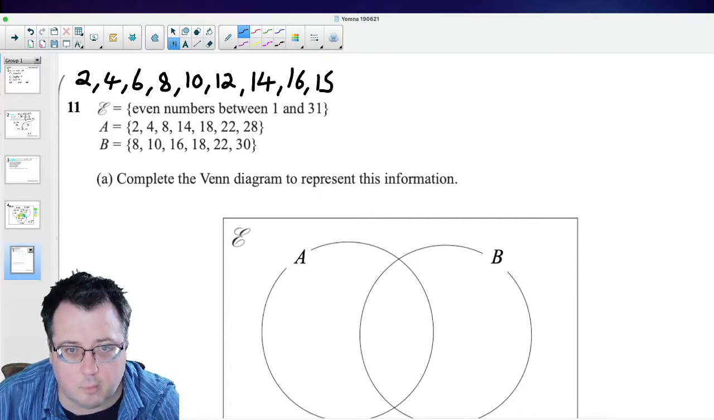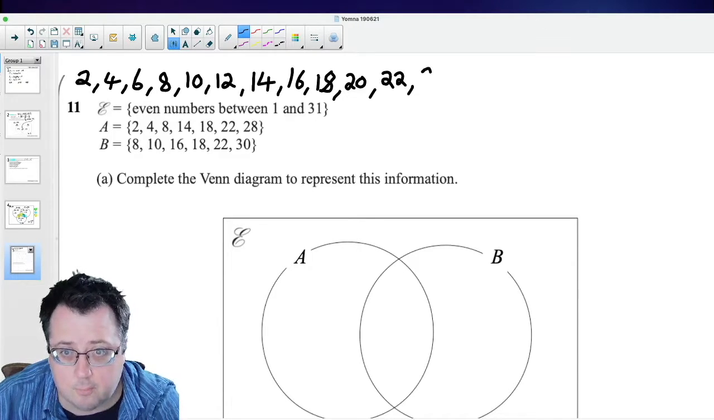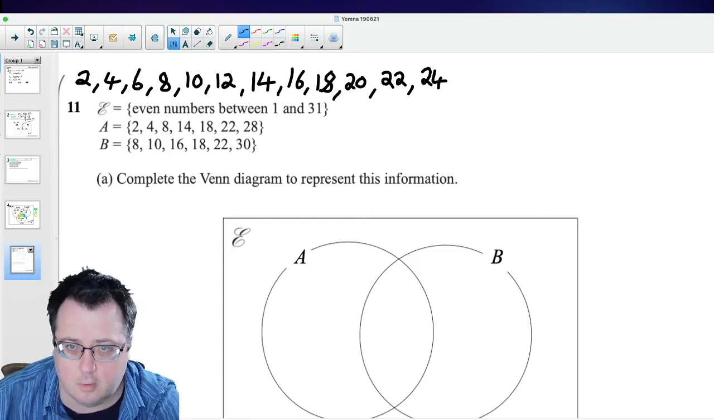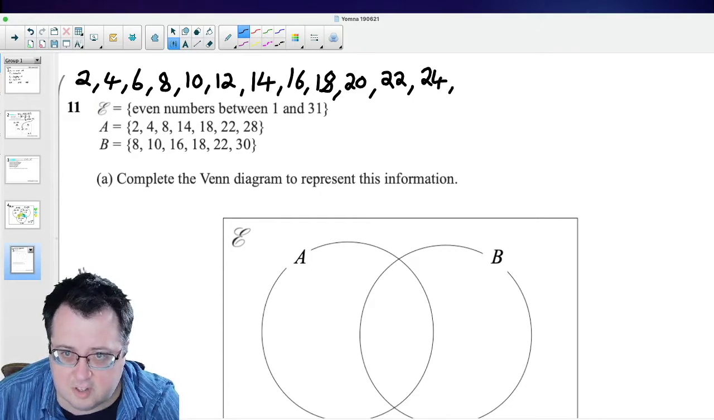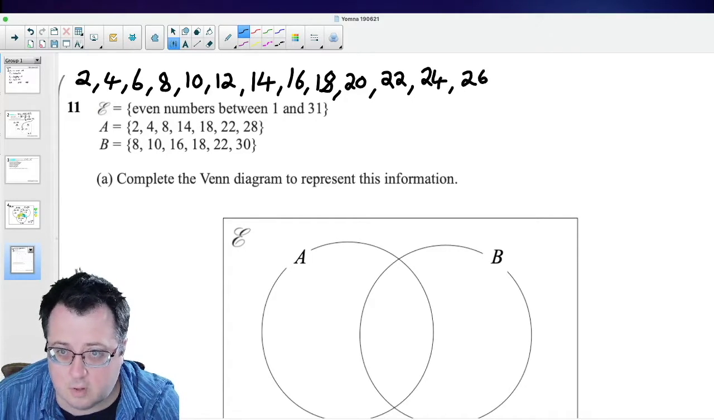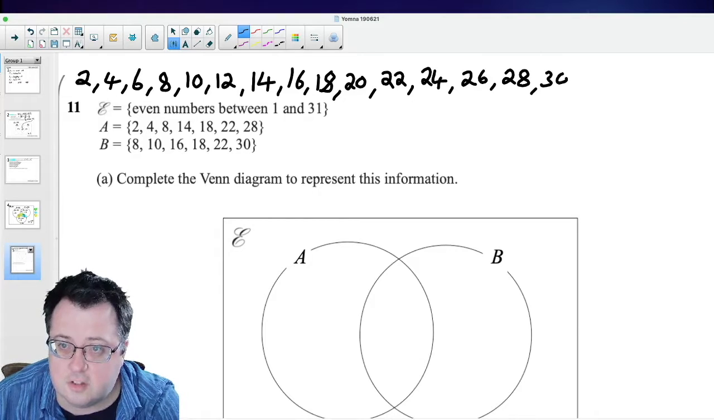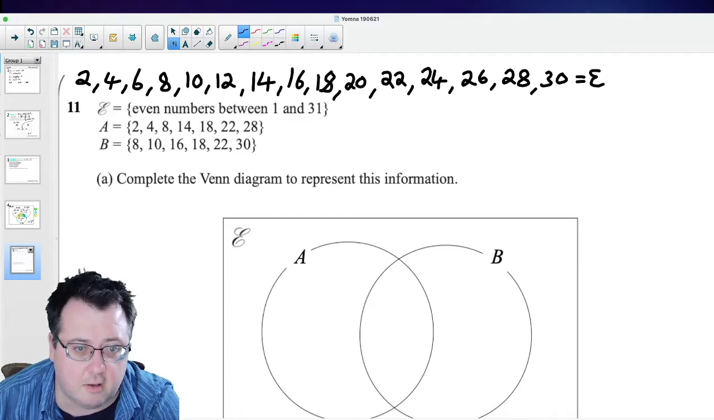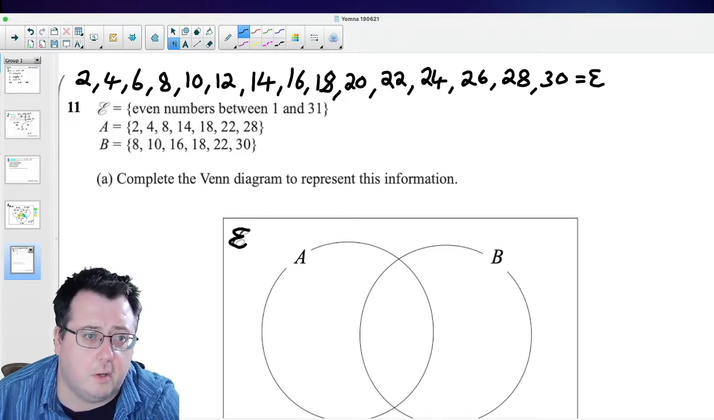Okay. 20, 22, 24, 26, 28, and 30. Okay, so they're telling us this equals E, and that's going to be this here. Yeah? Is that alright?